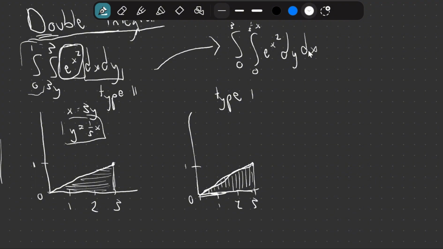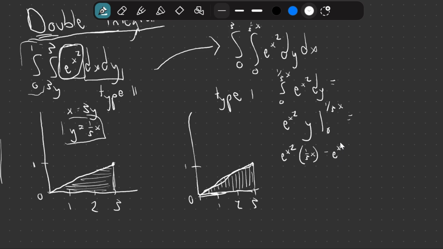So now that we have the new double integral, we see that it's much easier to start integrating, so we're just going to start solving it. This first inner integral is from 0 to 1/3 x of e to the x squared dy, which just becomes e to the x squared y, right, because this whole thing here is treated as a constant, evaluated from 1/3 x to 0, which becomes e to the x squared times 1/3 x minus e to the x squared times 0. This term cancels out, leaving us with 1/3 x e to the x squared.